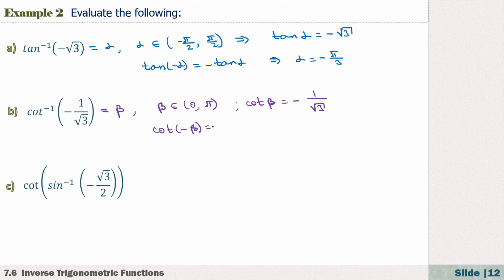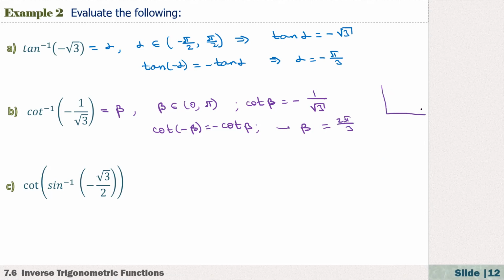Cotangent of minus beta is equal to cotangent of beta, right? Now from here, cotangent of beta is equal to minus 1 over square root of 3. And in the first quadrant, that is positive, right? So it must be the second quadrant. From here, we know that beta is equal to, what is it? 2 pi over 3. And how do you know that?